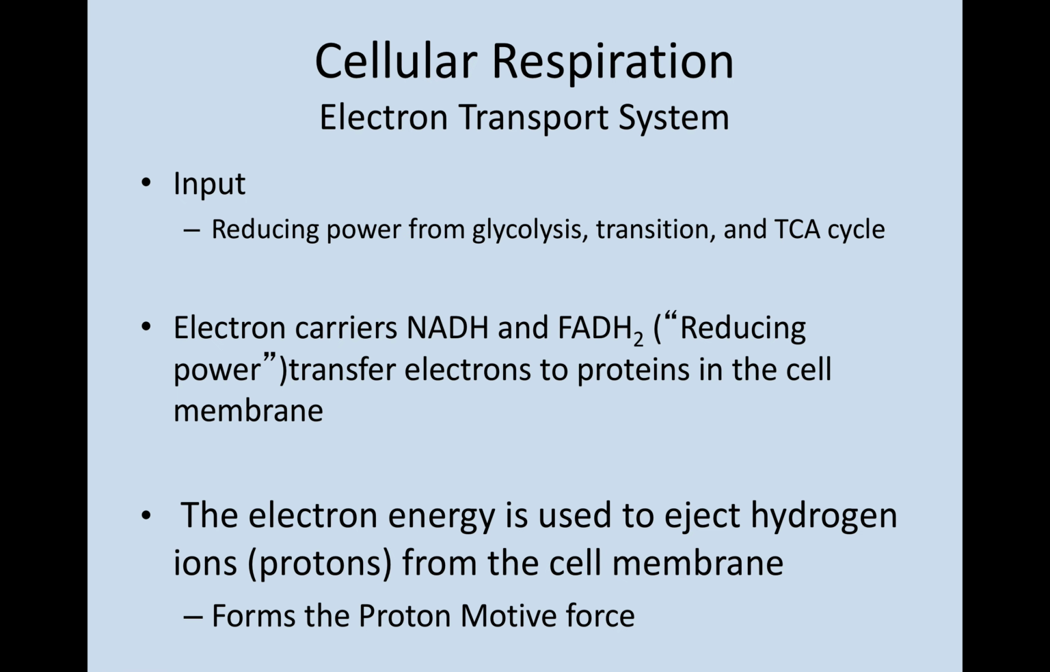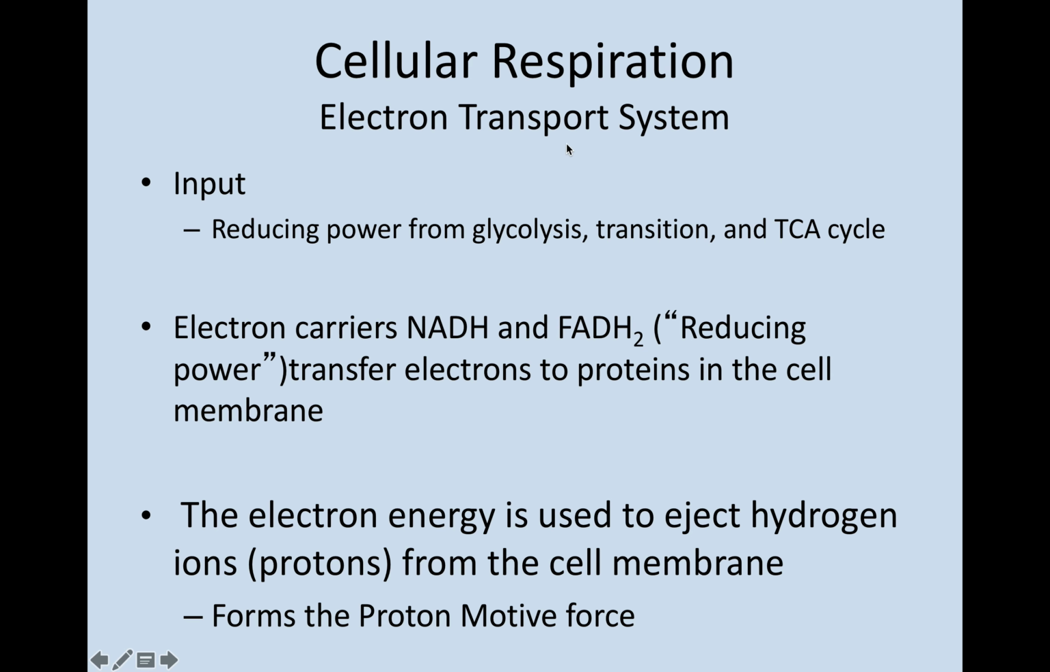Now, probably the more complex portion of this chapter would be understanding the electron transport system. It's not everybody's favorite topic, but it really isn't that bad if you put a little bit of time in. Our input into the electron transport system is the reducing power, so the NADH from glycolysis and the transition reaction, and the NADH and FADH2 from the Krebs cycle. Sorry, that should be a typo. This is the Krebs cycle. It's also referred to as the TCA cycle, but I refer to it as the Krebs. Anyway, the reducing power feeds into this system.